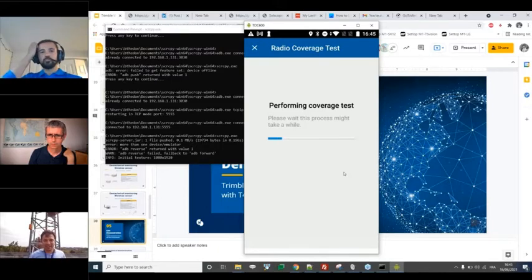So now it checks the connection of my sensor with the gateway, and it can take a while. I think it can take around 5 minutes. So maybe we can pick some questions if someone has a question right now.